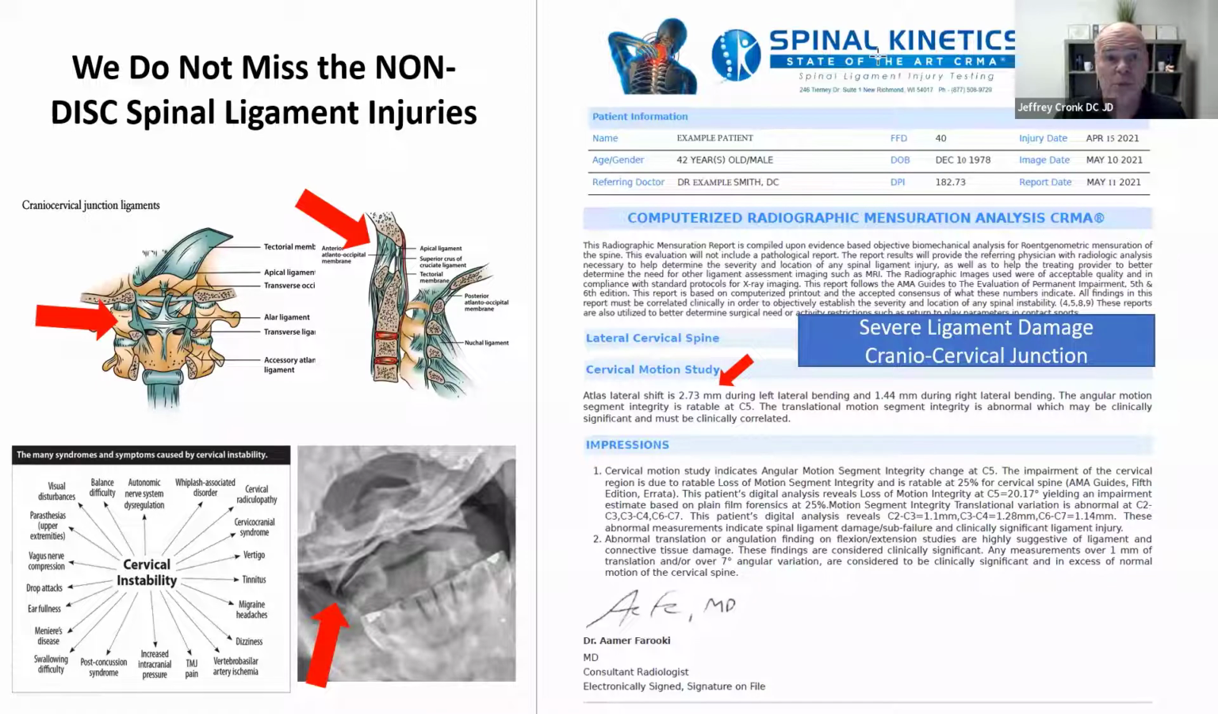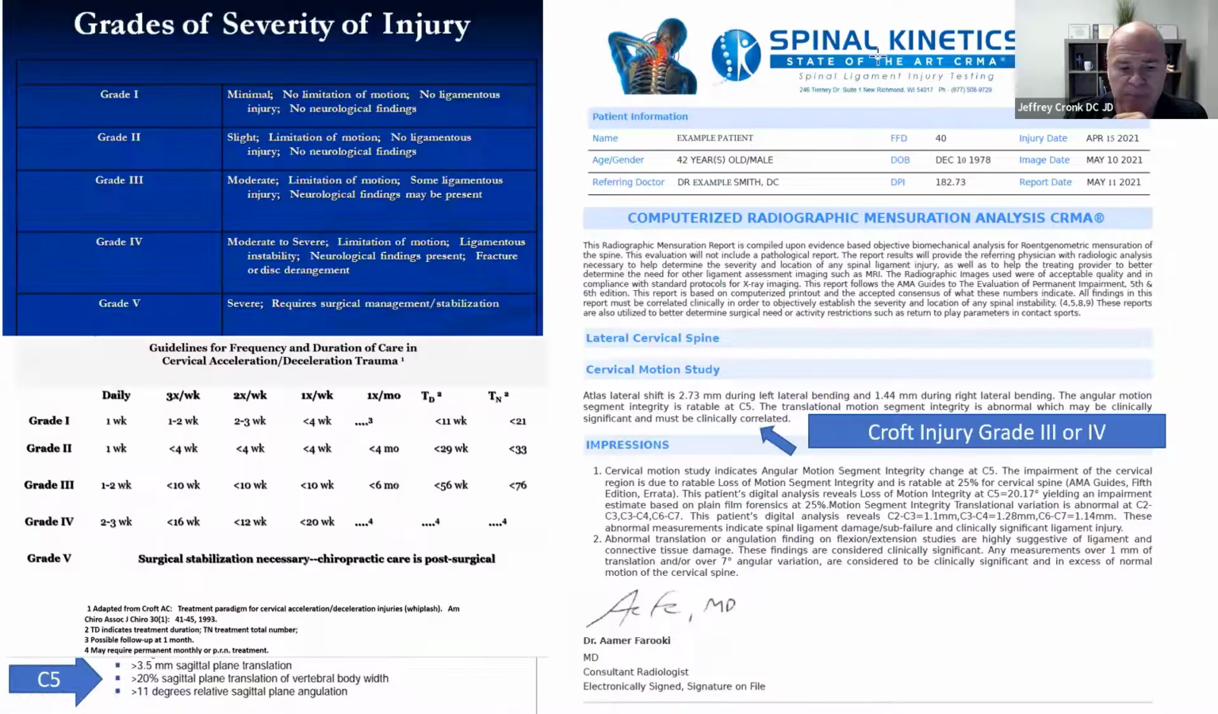And you can poo-poo x-ray all you want to. If you poo-poo x-ray, you're sort of poo-pooing yourself, because that's how you pick it up. These are serious. That's a serious amount of translation. That'd be like if you locked your knee, and now it hyperextended by 10 degrees. And didn't lock, it hyperextended by 10 degrees. You got to walk on that. That's what this joint is doing right here. So these are serious injuries.